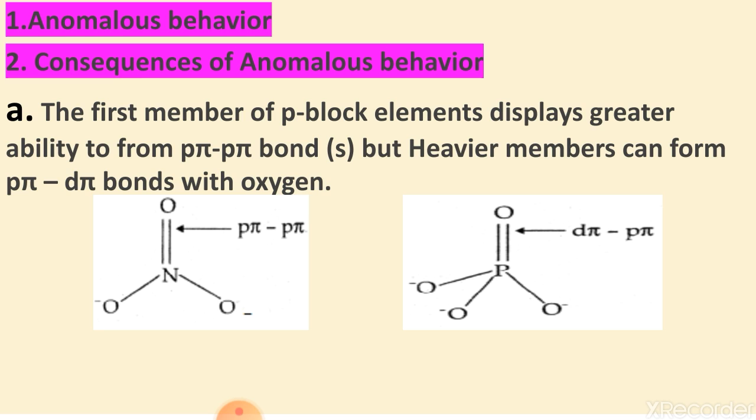So this only happens to the rest of the members. Nitrogen does not form d pi p pi bond due to absence of d orbitals. So this is also a consequence of anomalous behavior.